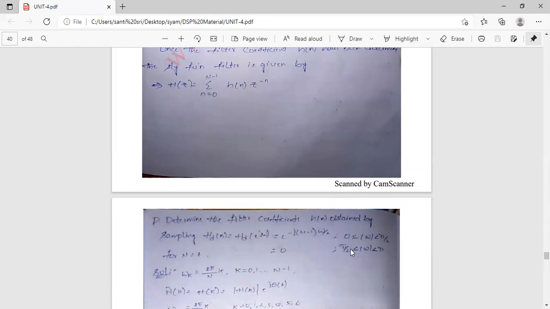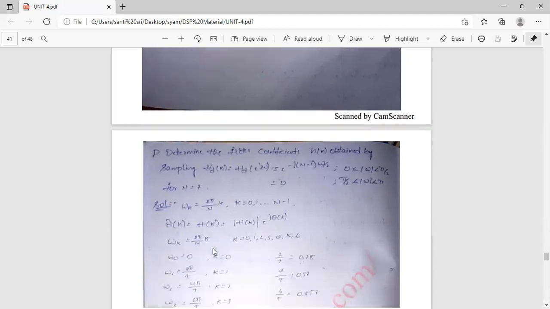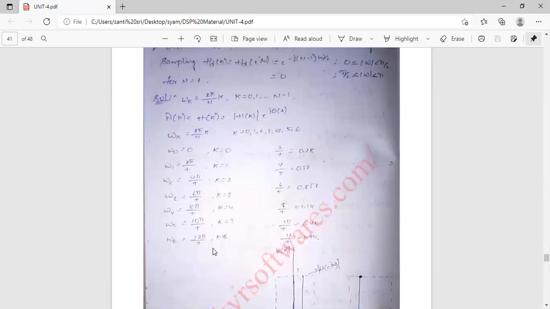So now determine the filter coefficients h of n obtained by sampling hd of e power j omega equal to e power minus j n minus 1 into omega by 2, for 0 less than or equal to mod omega less than pi by 2, and 0 for pi by 2 less than or equal to mod omega less than or equal to pi, for n is 7. So here the solution is wk equal to 2 pi into k by n, where k equal to 0 to n minus 1, h bar of k equal to h of k or mod h of k into e power j theta of k. wk is equal to 2 pi into k by n, where k is varying from 0 to 6.